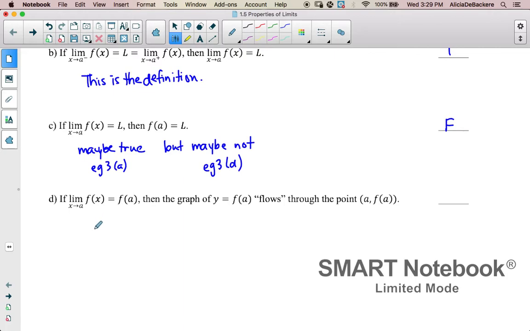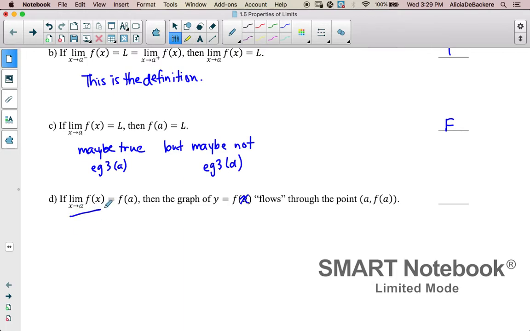It's not always true that if that's the limit, then the value of the function is also L. All right, the last one in part D, if the limit of the function as x approaches a is equal to f at a, then the graph of f of x, that should say an x, will flow through the point a comma f at a. So okay, maybe we need to think about this again.